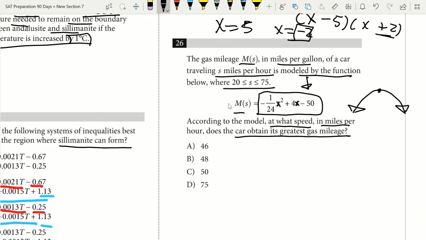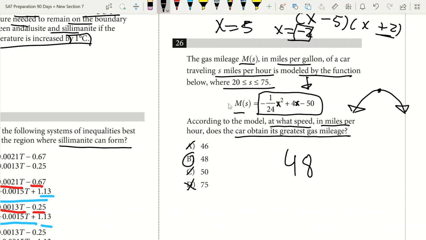So you'd press maximum, and then you would press enter with it being left bound, go to the right till it's past that maximum, press enter again, and then press enter a third time, and then it will tell you where your maximum takes place, which it'll tell you is at 48. So we know S would equal 48. We know our answer there would be B for number 26.